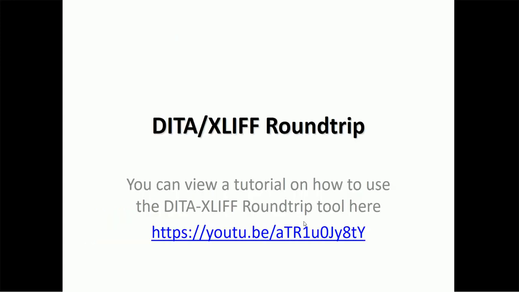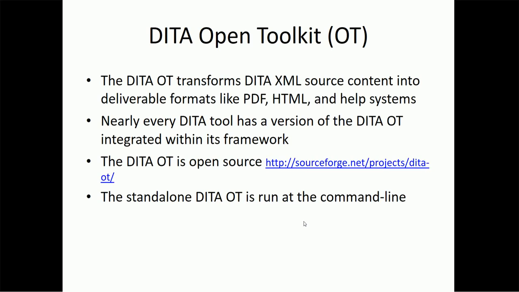So one way of overcoming that is to use the DITA XLIF round-trip tool. And I'm not going to actually make you use this tool, but I will show you how it works. This is a tool that I created, and it's available as an open source tool, which you can read about at that URL. So the DITA Open Toolkit, you're familiar with that. It transforms XML file content into deliverable formats like PDF and HTML and help systems. Nearly every DITA tool has a version of the DITA Open Toolkit integrated within its framework. The DITA Open Toolkit is open source, and it can be run at command line.